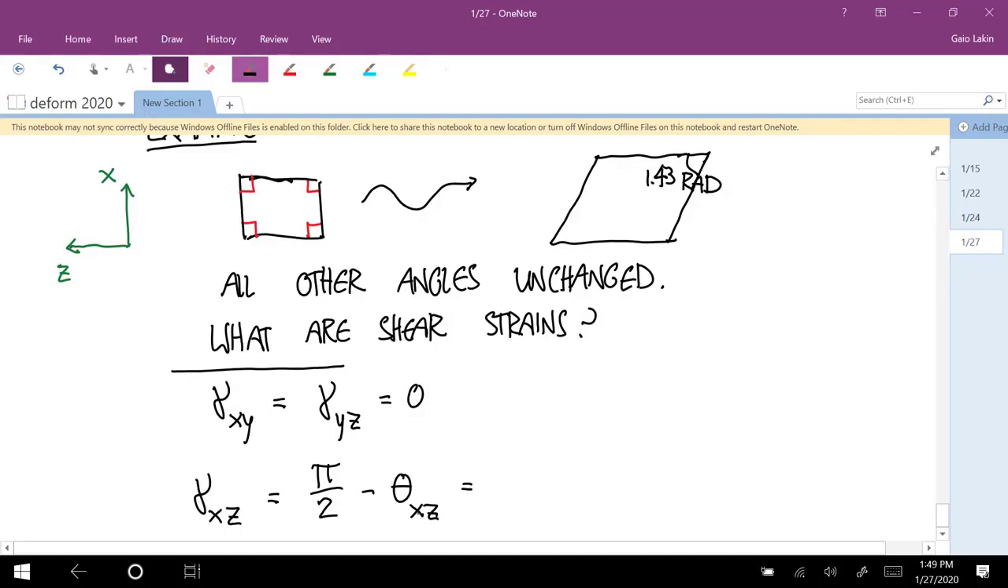Okay, the first thing we have to do is identify the positive faces. This is the positive x face. This is the positive z face. And so the angle we want isn't the one that's given. It's this one. Okay? Everyone with me on that?